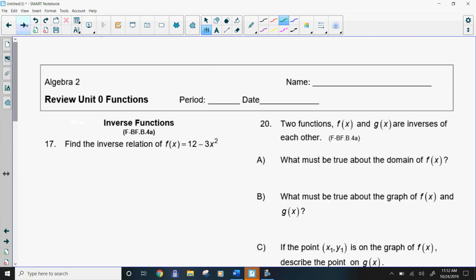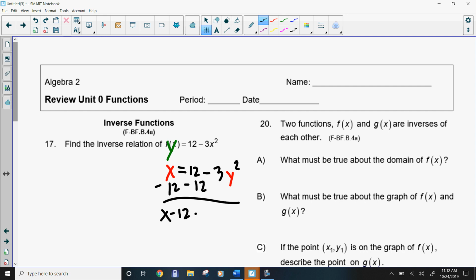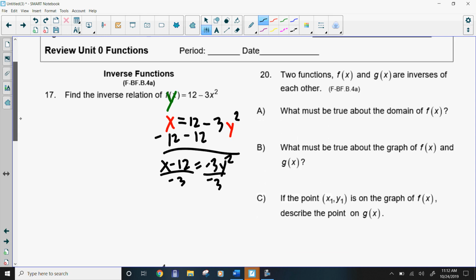Okay, next question, find the inverse. This is a y, so we have to switch the x and the y. So it goes like this. Everything else stays where it's at. And then we solve for y. So I subtract 12. So I have x minus 12 equals negative 3y squared. Divide by negative 3, and I can just cover the whole thing with the negative 3 right there.